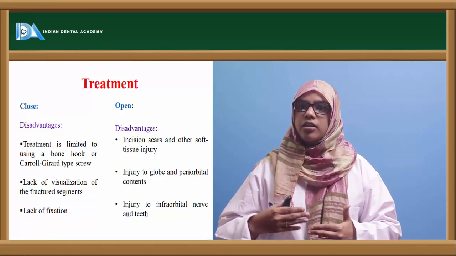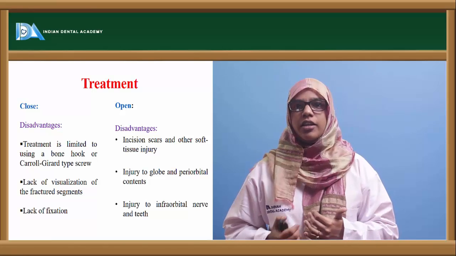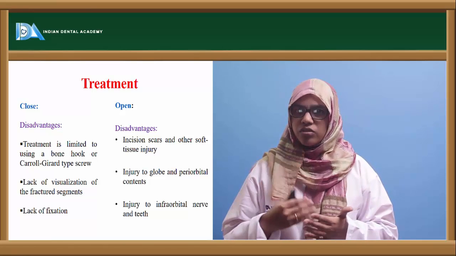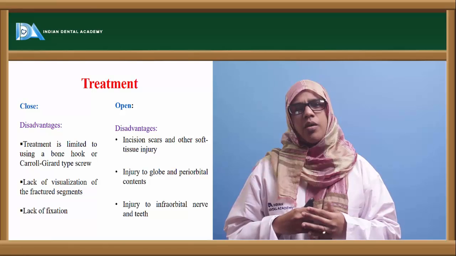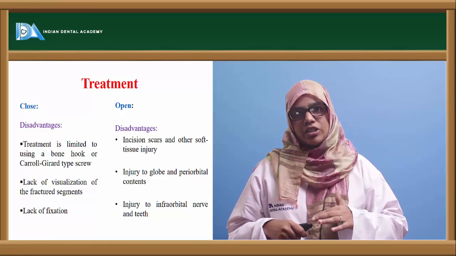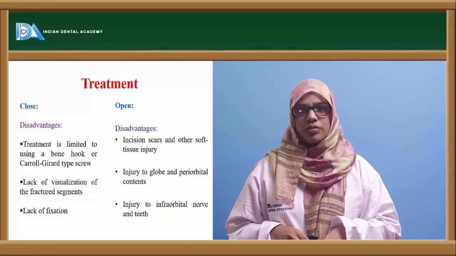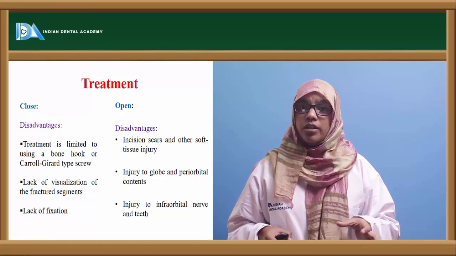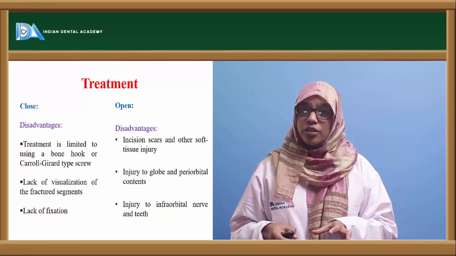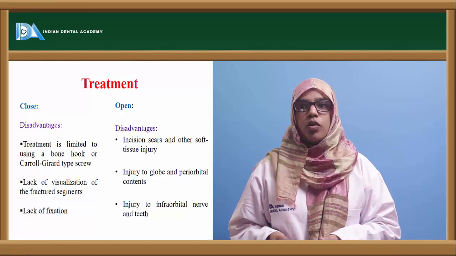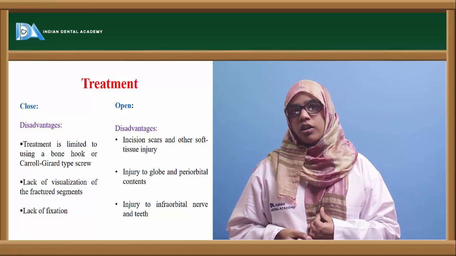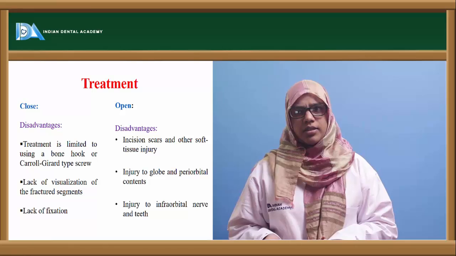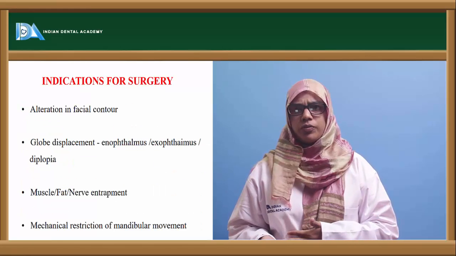Now, similarly, the disadvantage of the open technique is that you might have to give an extra incision to expose the area. But most of the time, there are skin lacerations, and you can go through these lacerations. Now, it might happen that while you're trying to fix it, you might cause injury to the globe, the periorbital contents, or injury to the infraorbital nerve, which will result in paresthesia. So these are the drawbacks of open reduction.